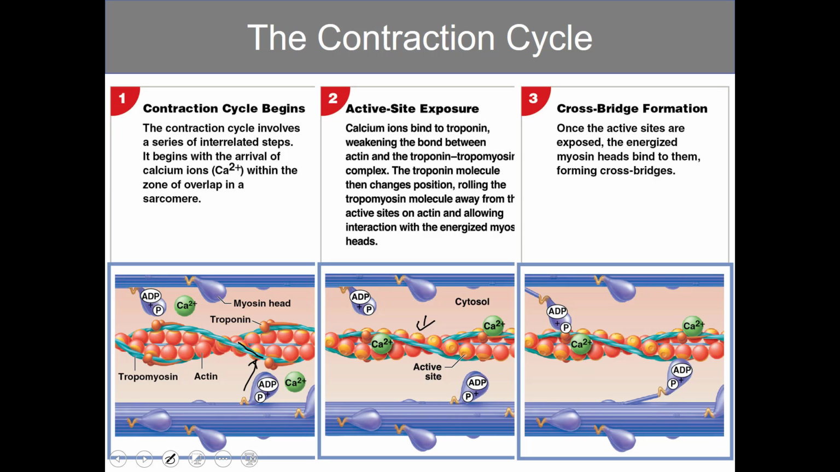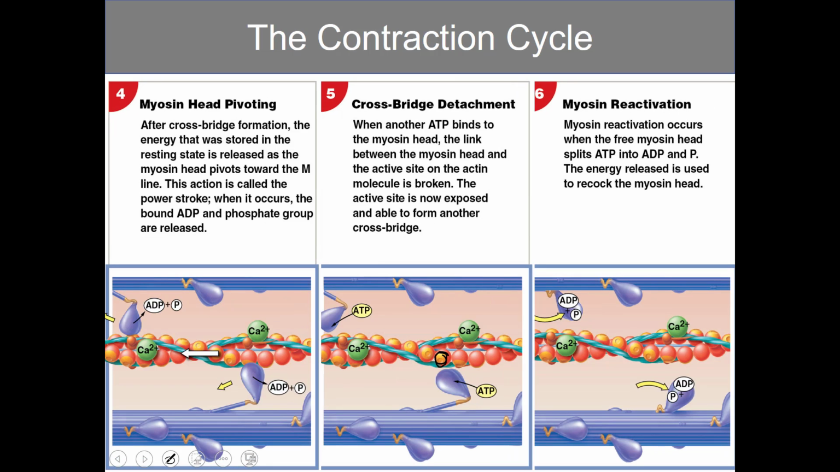Cross-bridge formation occurs when myosin binds actin, when these two molecules bind. Okay, so that's cross-bridge formation. Step 4, the pivoting of the myosin heads. Once you have cross-bridge formation, the energy that was stored in the resting state of the myosin molecule is released, and the myosin heads are going to pivot. They're going to change shape. They're going to move in this direction.